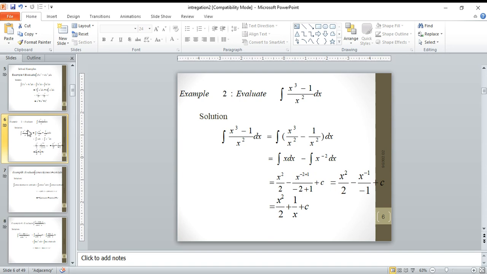X integration is x power 1 plus 1 by 1 plus 1, that is x square by 2. Minus x power minus 2 integration is x power minus 2 plus 1 by minus 2 plus 1 plus c. That is x square by 2 minus, already minus, x power minus 1 by minus 1. That is x square by 2, plus, minus cancel, that is plus x power minus 1, which is 1 by x, plus c.